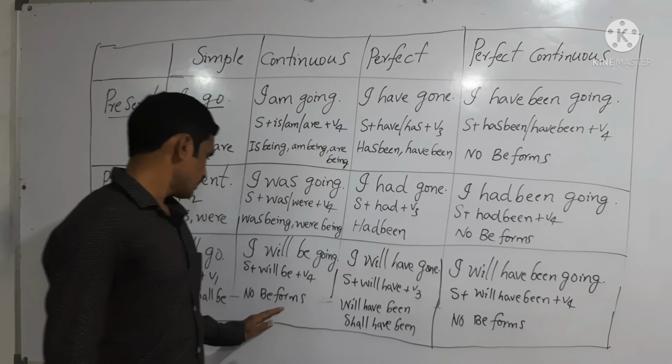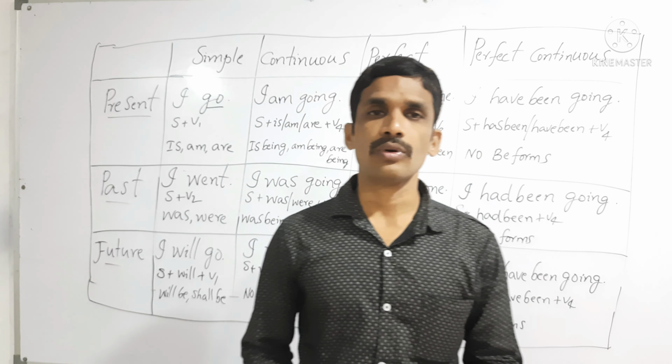Now let us see the future perfect tense. The structure for the future perfect is subject plus will have plus V3. So, I will have gone. Will have been and shall have been are the B forms of this tense.